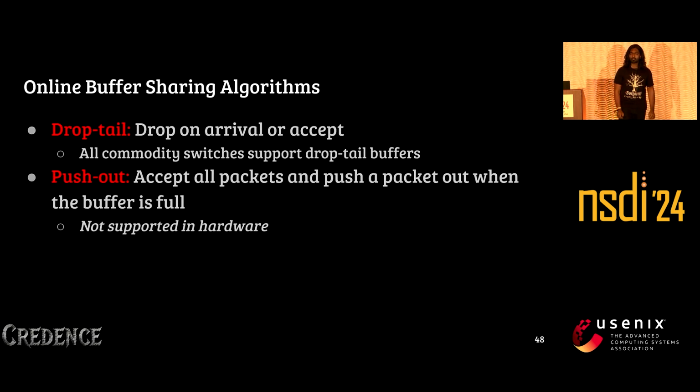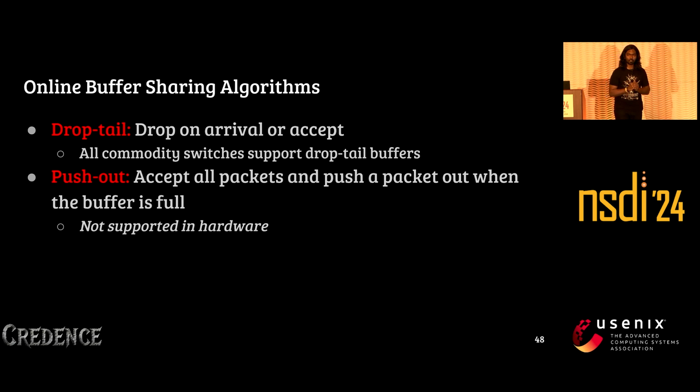2 types of algorithms exist in the literature. One is drop tail, and the other is push out. Drop tail is very simple. A packet comes in, and the drop tail algorithm can only accept or drop. If a packet is accepted, we cannot do anything more than just transmitting the packet from the buffer.